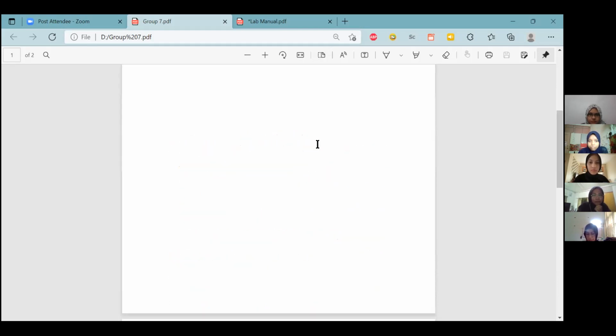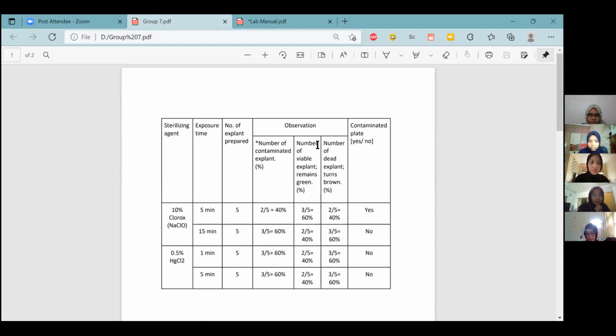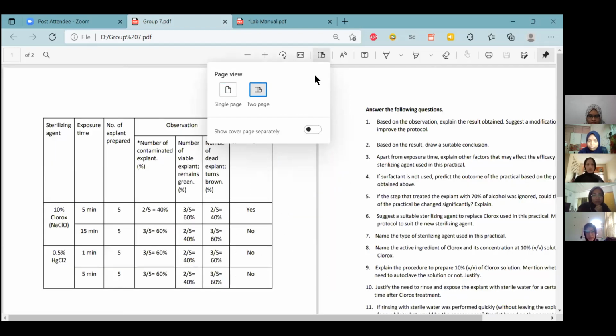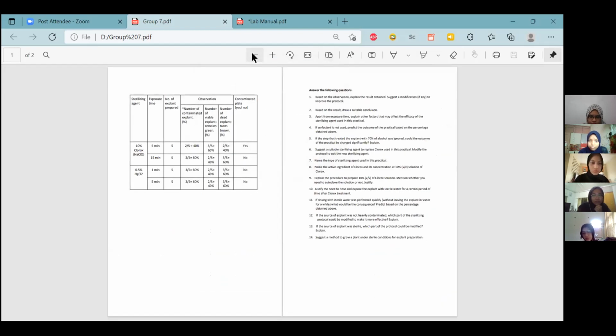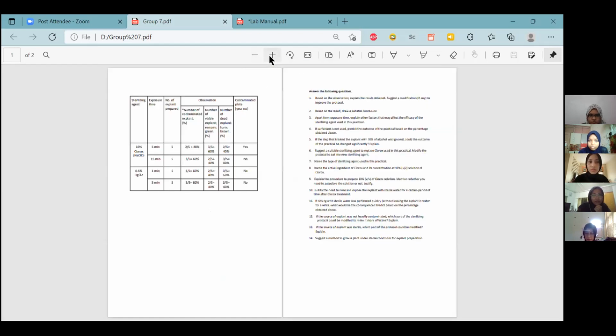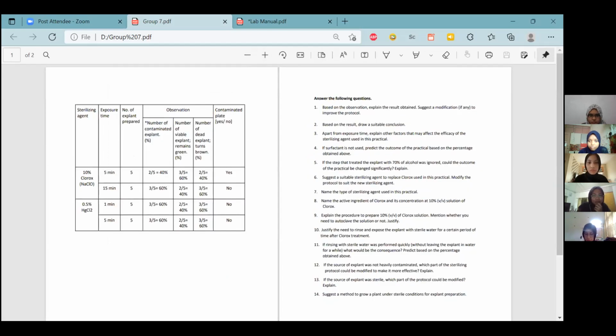there are two sterilizing agents, which are 10% Clorox and 0.5% mercury chloride. But as mentioned in practical 2, we need to assign only one of the sterilizing agents based on our lab group. We are in group 7, but I'm going to discuss both of the sterilizing agents so that we can compare. First, I'm going to start with 0.5% mercury chloride.